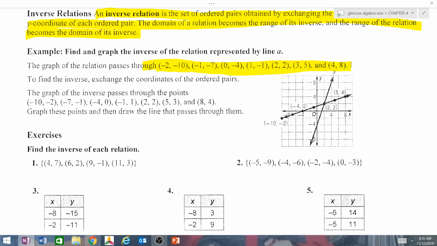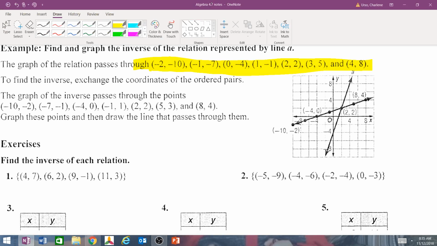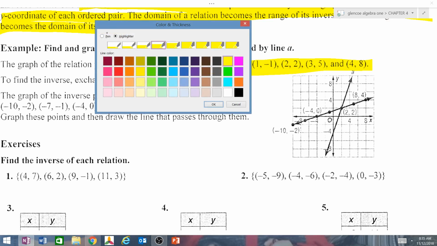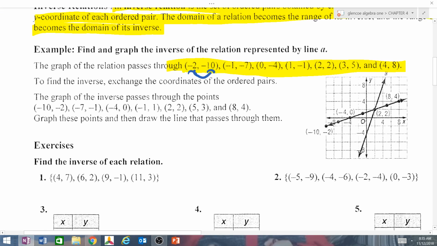To find the inverse, we're going to flip or exchange each x and y. So the first ordered pair would become (-10, -2), (-7, -1), (-4, 0), (-1, 1), (2, 2). It's the same coordinates. Obviously, when you flip them, it doesn't make a difference. Then (5, 3) and (8, 4).